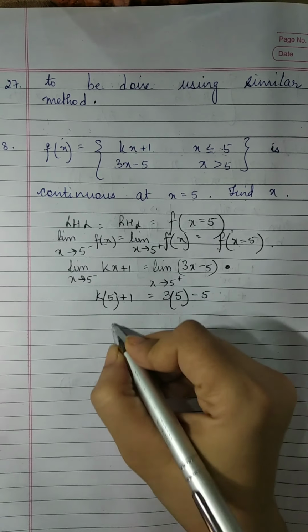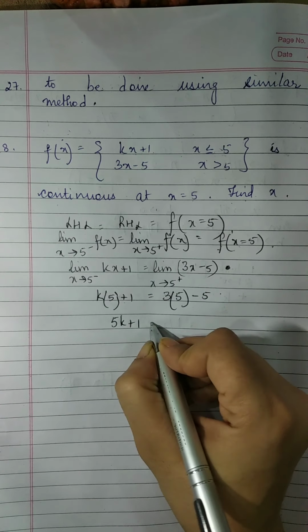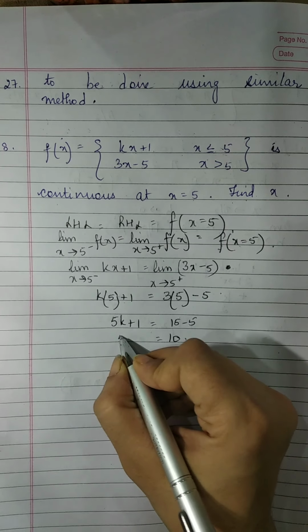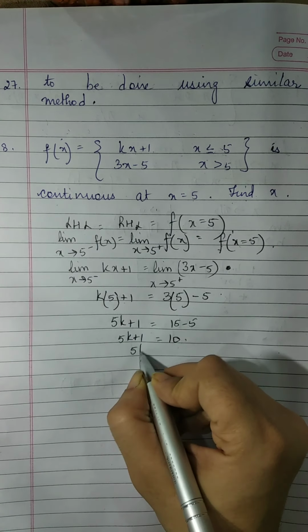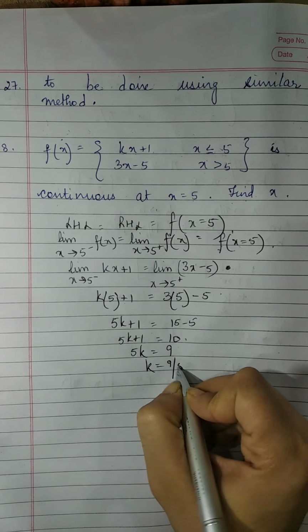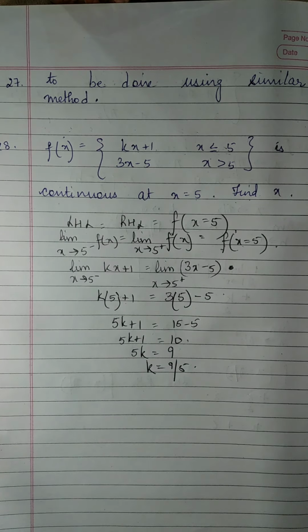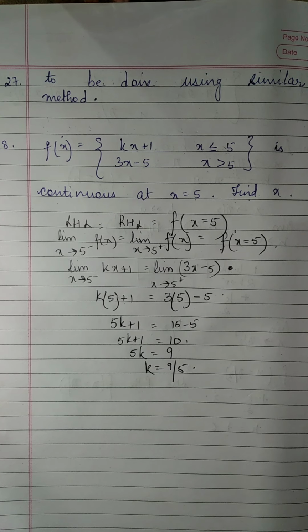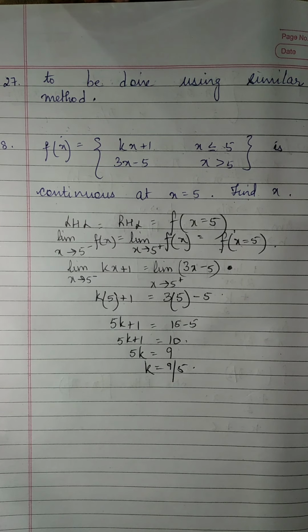So that is 5k plus 1 is equal to 15 minus 5. This is 10. This is 5k plus 1. 5k, transposing, becomes 9. So k is equal to 9 by 5. And that is the value of the constant k when the function is continuous at x equal to 5.